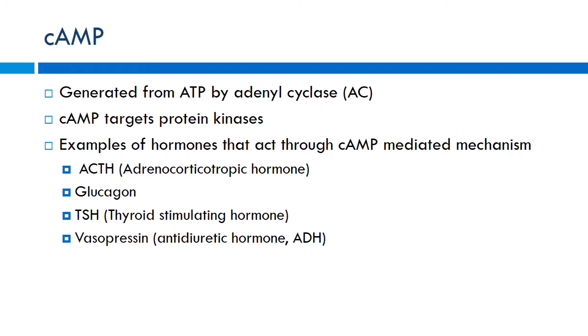Some examples of this would be things like glucagon. You guys familiar with that hormone? What does that do? It's the opposite of insulin, so it does what to blood sugar? Yep, it raises it, absolutely. We also have ACTH, or adrenocorticotropic hormone, which is very important for cortisol expression, thyroid stimulating hormone, and vasopressin, otherwise known as antidiuretic hormone. They all work through cyclic AMP.